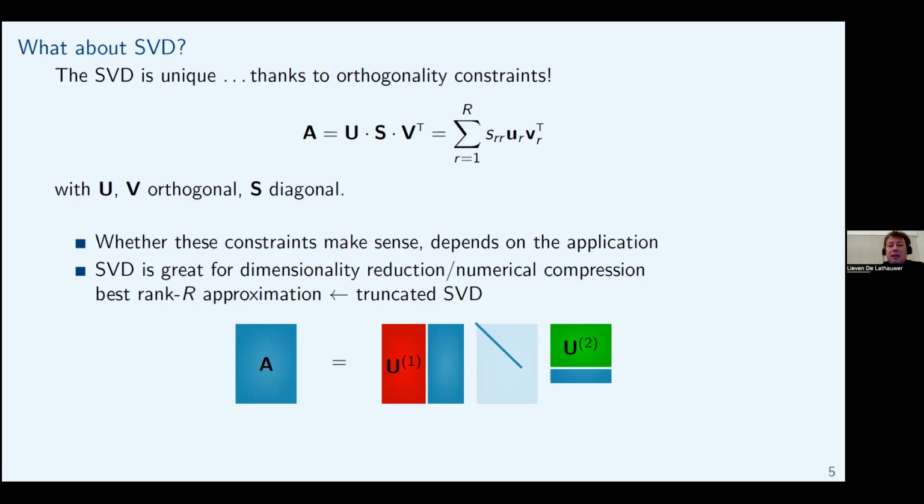SVD is really, really nice for low rank approximation, for finding dominant subspaces, for numerical computations, for compression, but not for solving the problem of finding rank 1 terms in data.